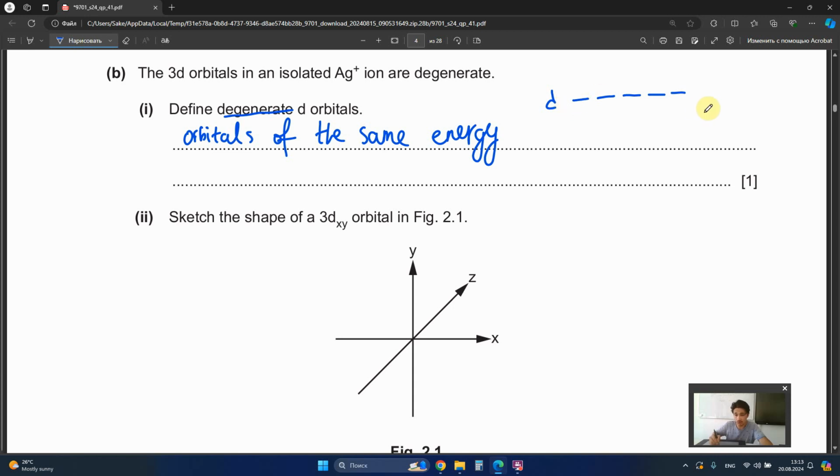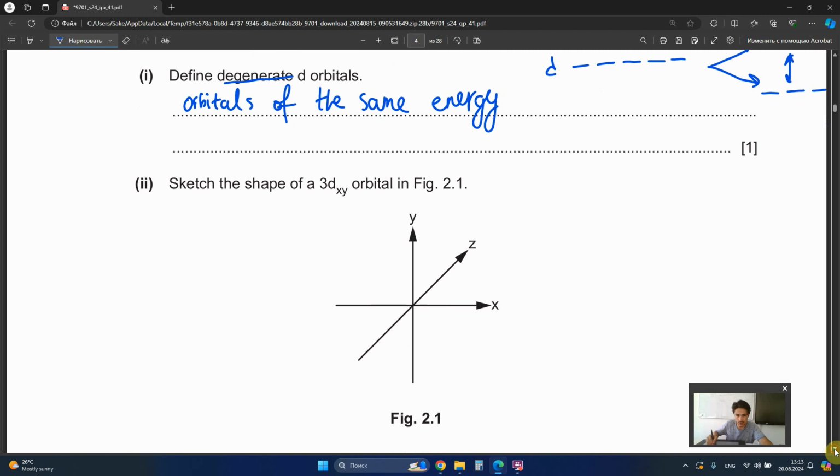salts. But when you dissolve them in water or add other substances that can behave as ligands, these d orbitals become non-degenerate. So they split by energies depending on the type of complex you have, depending on its shape. So whether it's octahedral or tetrahedral complex or linear, the splitting pattern is different. So these orbitals are known as non-degenerate. They are of different energy, while here it's of the same energy.